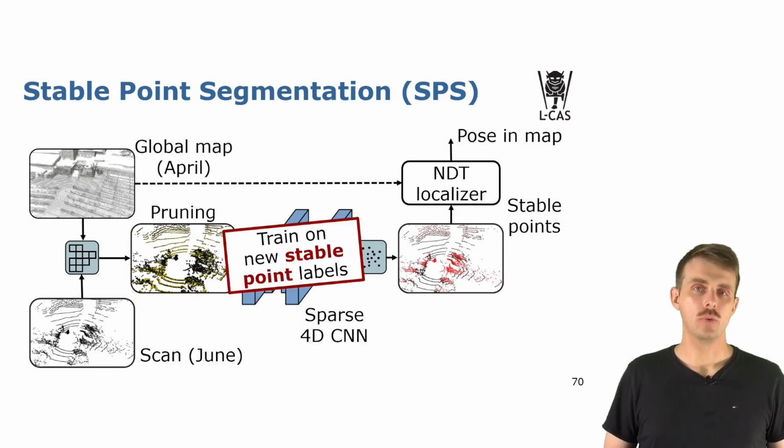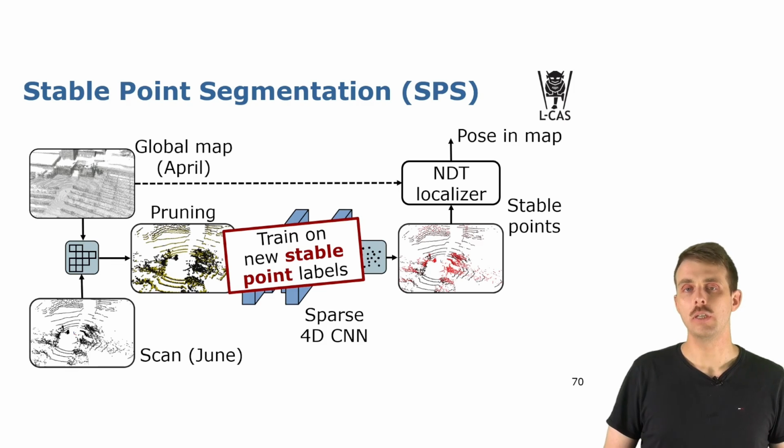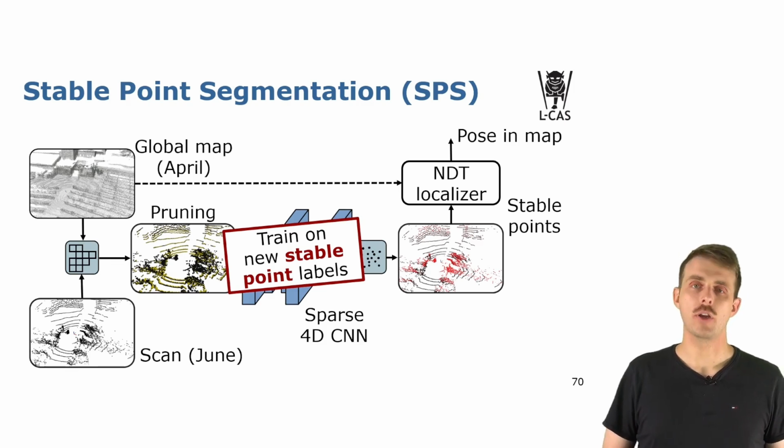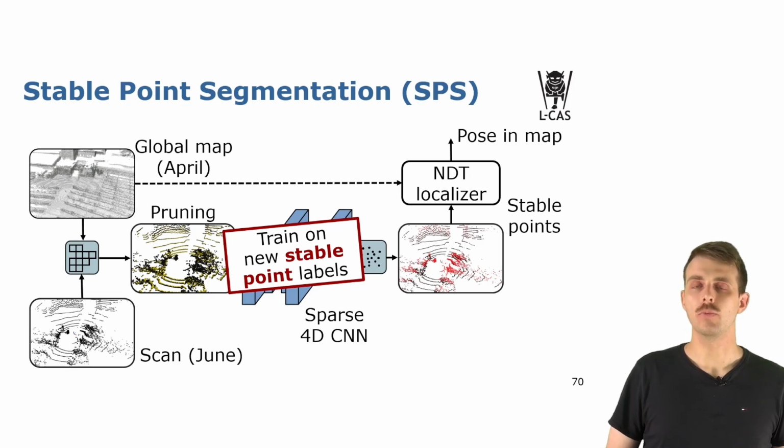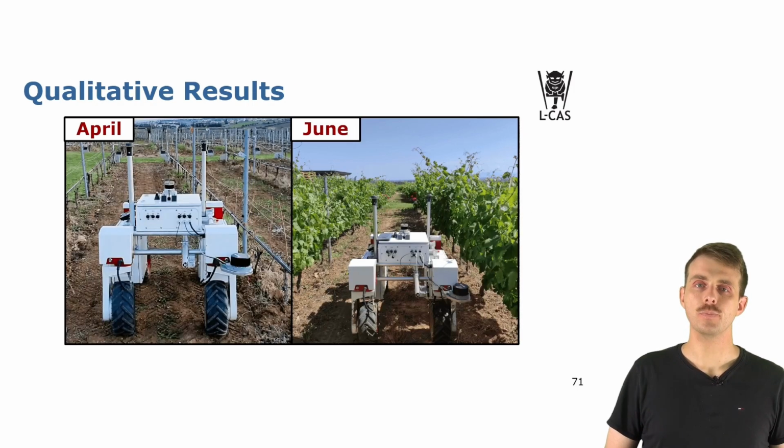As I said, we need to retrain the approach, so we need labels for stable points, and for this we use a prior work, which is getting these labels from different runs in an environment.